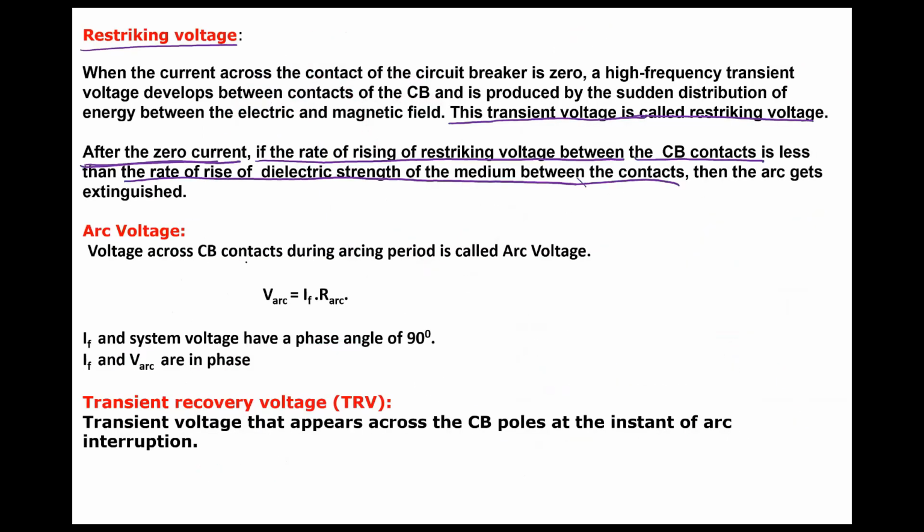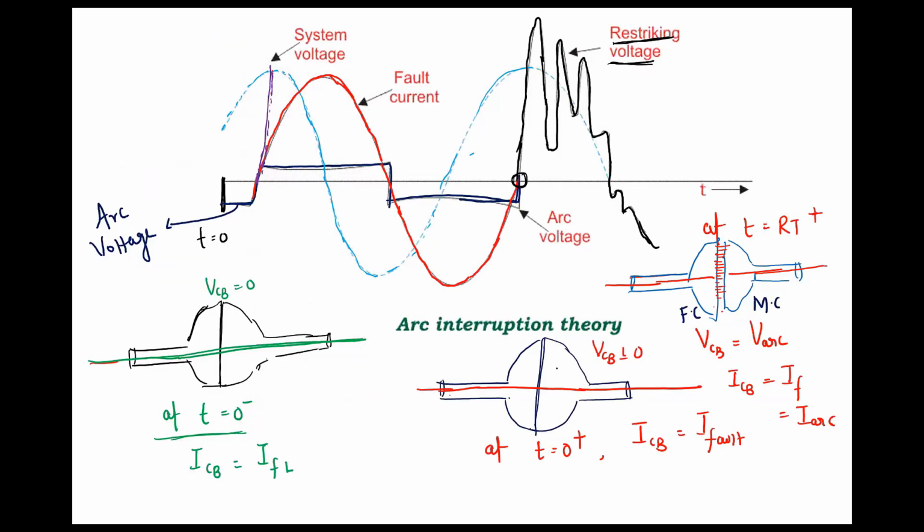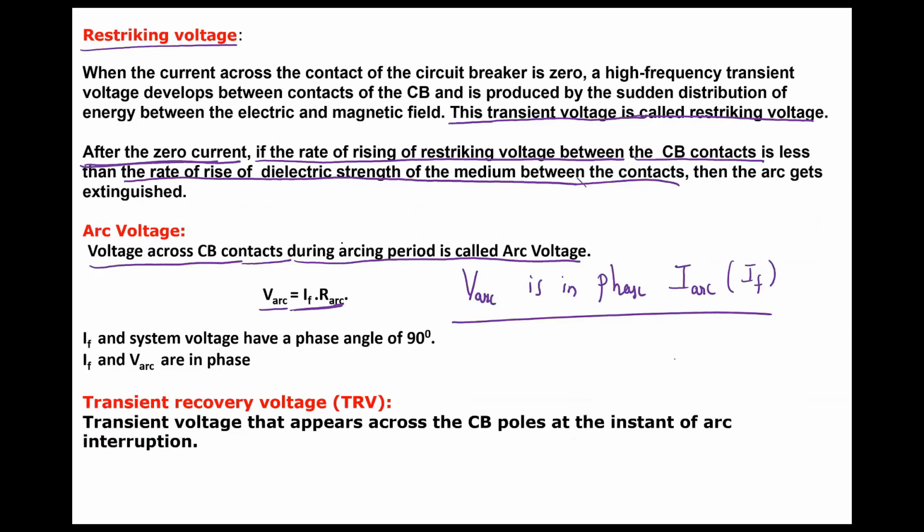The voltage across circuit breaker contacts during the arcing period is called arc voltage. Understand? So V arc is equal to IF into R arc. V arc is in phase with the I arc. What is the other name for I arc? Fault current. We have seen in the figure also that the V arc and I arc are in phase. So arc voltage is the voltage across circuit breaker poles during the arcing period.